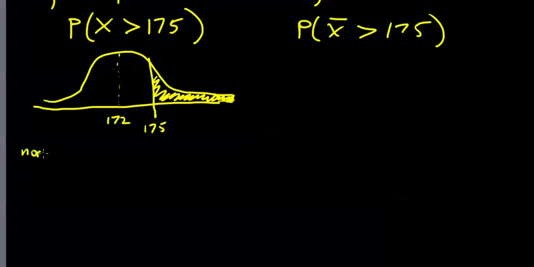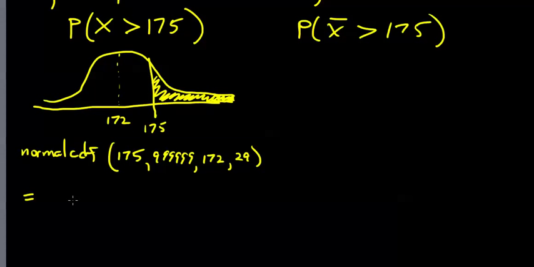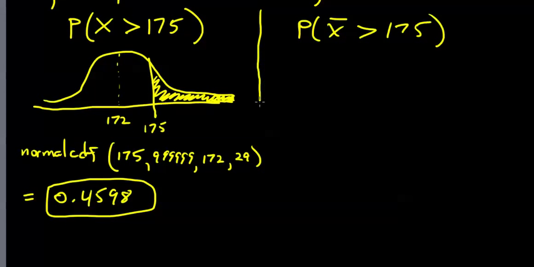As usual, we'll punch this out with my normal CDF command. If I'm looking for this area, remember, theoretically, these x values go off to positive infinity. So I'm going to plug in a left boundary of 175 and a right boundary of 999,999, a mean value of 172, and a standard deviation of 29. I punch this out in my calculator, and I get 0.4598. And that's the probability I seek in part A. Let's talk about part B now.